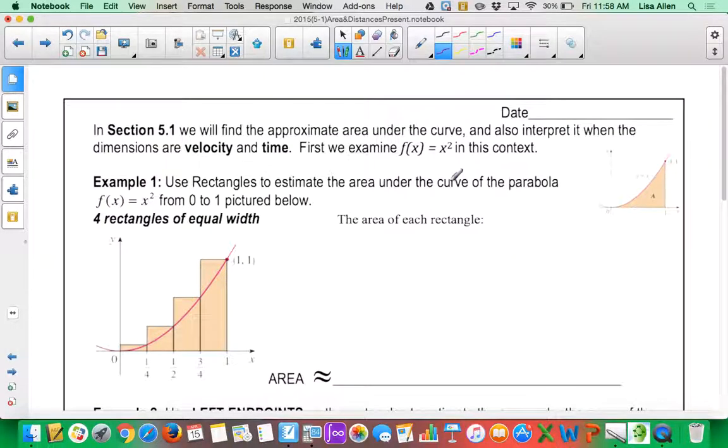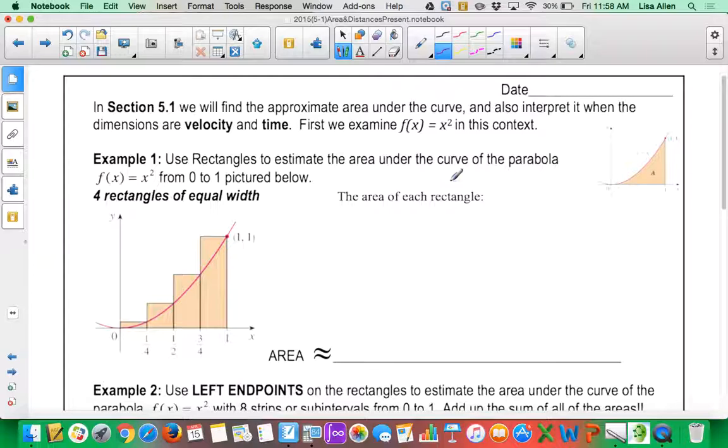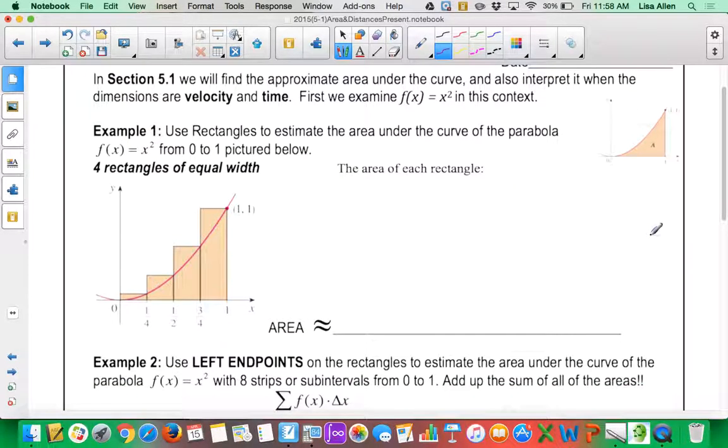So what we're looking at in this chapter is that we want to find the approximate area under the curve, sometimes in an irregular shape, and also interpret it when the dimensions are velocity and time. So first we take a simple graph that we often use in mathematics because it has such a very simple and nice, smooth appearance. y is equal to x squared, or f of x is equal to x squared.